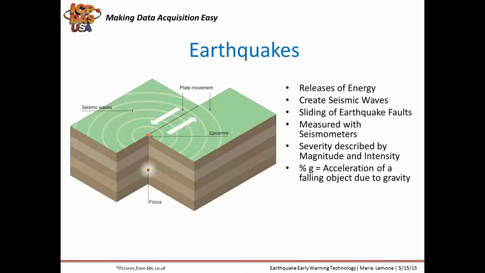Earthquakes are releases of energy in the Earth's crust, which create seismic waves. Earthquakes are caused by sliding along earthquake faults. Earthquakes are measured with seismometers, which provide information through vibration signals. Seismic scales calculate the severity of earthquakes, which are described by magnitude and intensity. Shaking by earthquakes is expressed as a percentage of G, where G is the acceleration of a falling object due to gravity. Seismic waves may be a result of earthquakes, explosions, or volcanic activity.